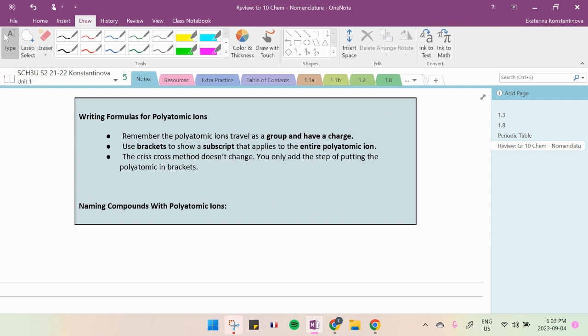For the first little while in grade 11 chemistry, you will use the polyatomics table. Eventually, you'll have to have it memorized. So when you're writing formulas, first remember the polyatomic ion travels as a group and has a charge. You need to use brackets to show a subscript that applies to the entire polyatomic ion. The crisscross method doesn't change. You only add the step of putting the polyatomics in brackets.